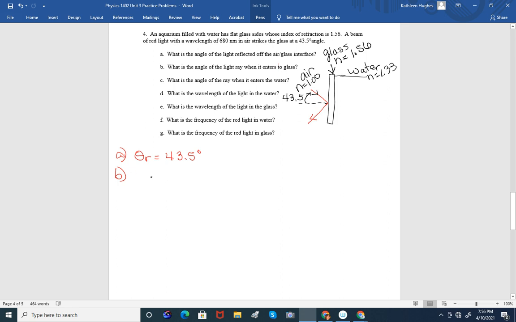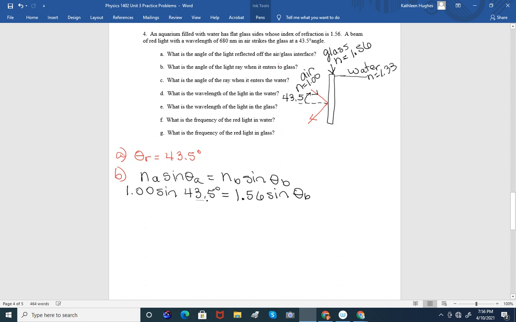So for B, we use Snell's law. n_A sine theta A is n_B sine theta B. So we're incident in air at an angle of 43.5 degrees into glass, 1.56, at an unknown angle. The one thing I do know is since it's going into a more optically dense medium, it will refract towards the normal. So I expect this angle to be less than 43.5.